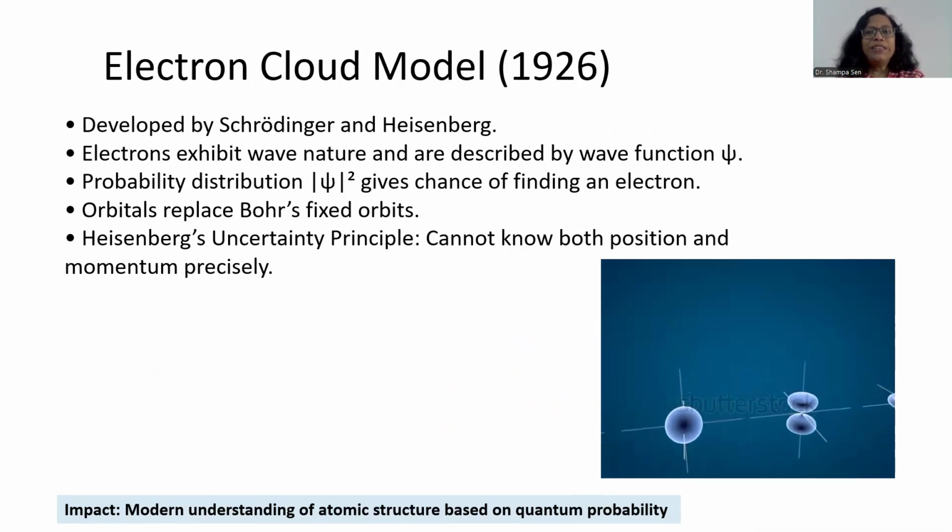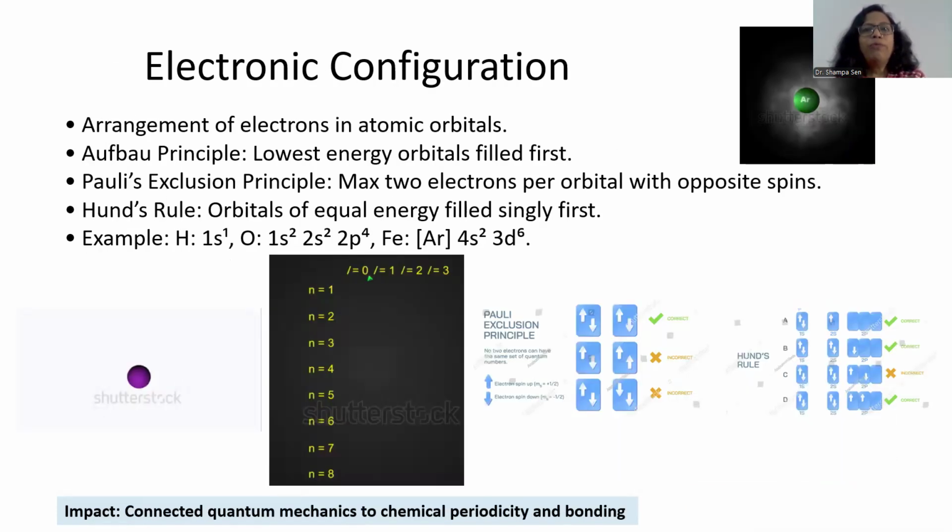Then in 1926, as we learned earlier in the last video, the electron cloud model or quantum mechanical model was developed by Schrödinger and Heisenberg. Electrons exhibit wave nature and are described by a wave function.